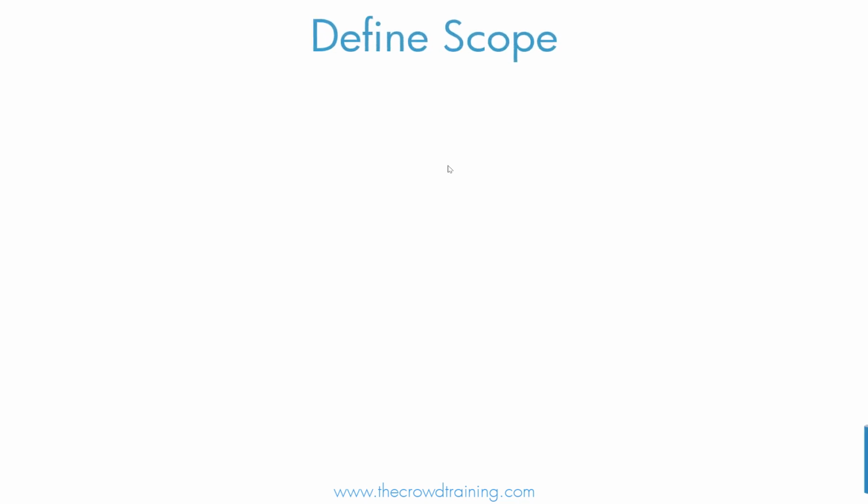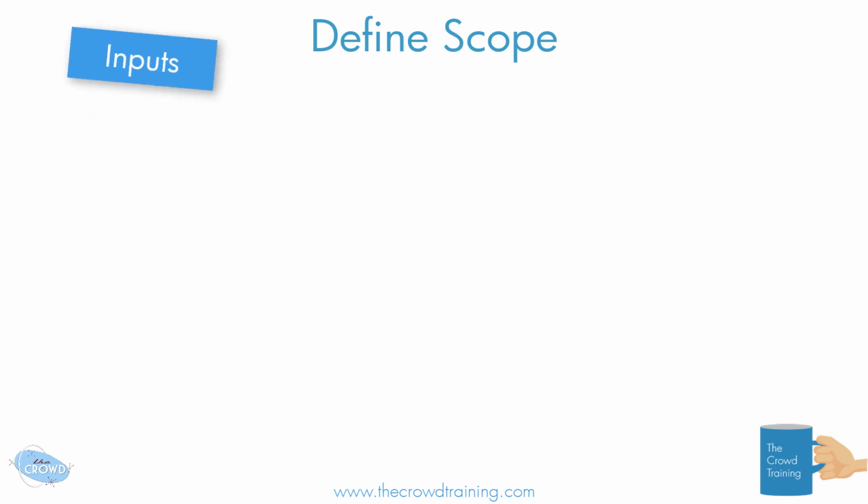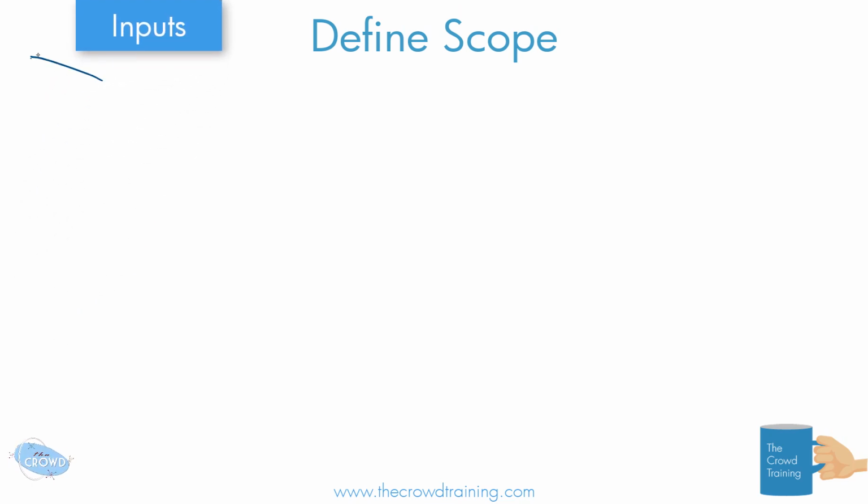Okay, now that we've been through the process of define scope in The Crowd Training's project management city, let's go through and review the inputs, outputs, tools, and techniques of this process. We are going to figure out what work is necessary for the project. So we have to know, what was the entire point of the project?